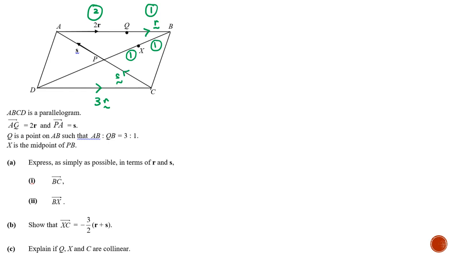Now vector BC, we have to go from the most direct path from B to C, which is BA plus AC. Early on, we already know that BA is equal to negative 3R, and AC will be equal to negative 2S.